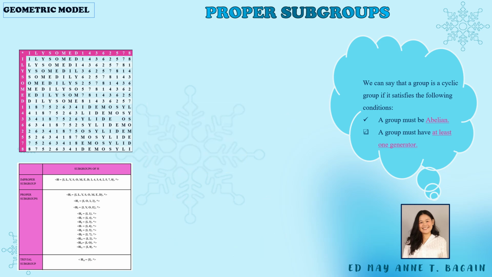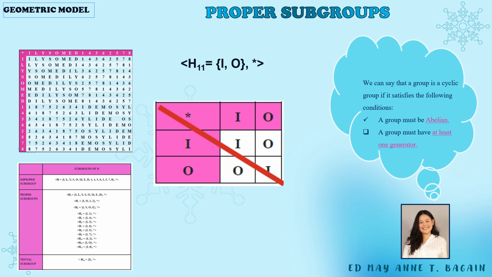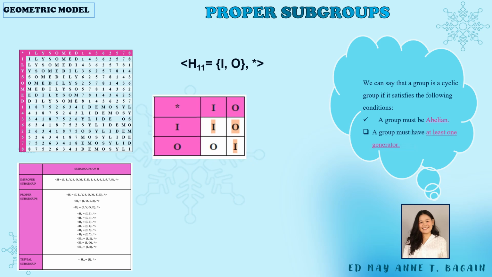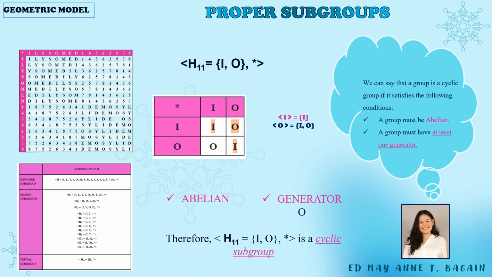So we are now moving forward with the H sub 11, the next proper subgroup. It is abelian and has at least one generator, which is O. Why? It generates all the elements in this set, which is I and O. Therefore, the conditions of being abelian and having at least one generator, which is O, have been met. Therefore, this one is a cyclic subgroup.